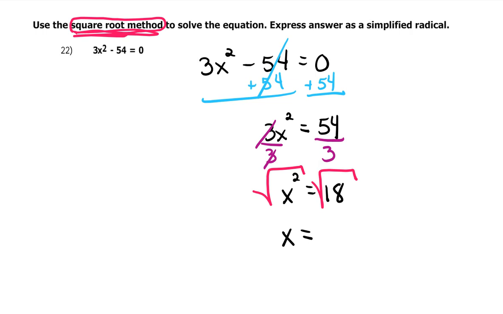Now, on the other side, remember this is a quadratic. There's going to be 2 possible answers, and this is the part you have to remember. It's either going to be the positive or the negative of whatever the square root of 18 is. All right.